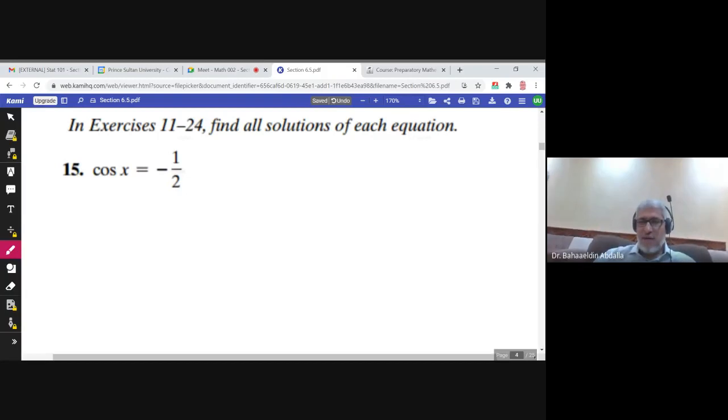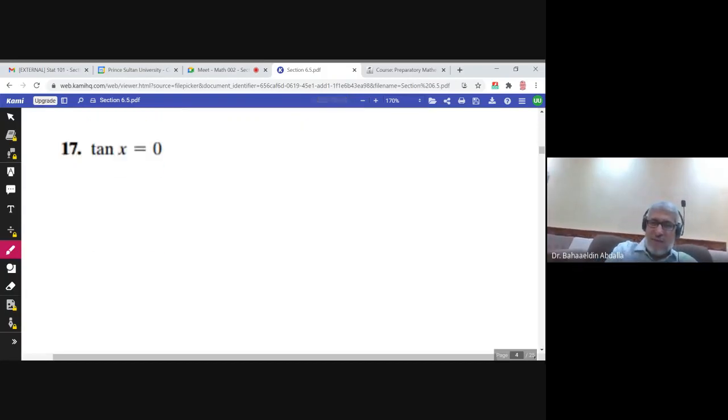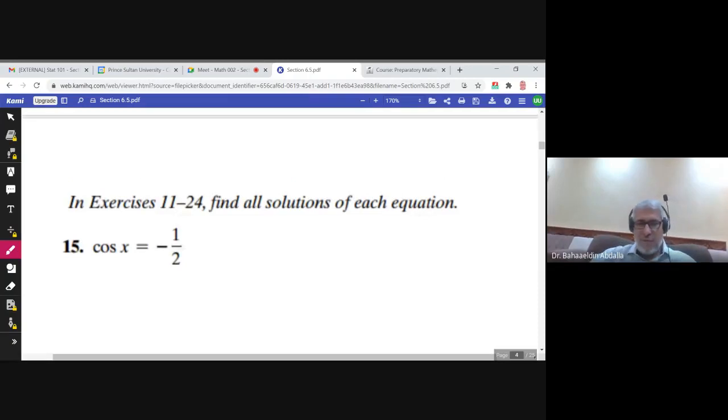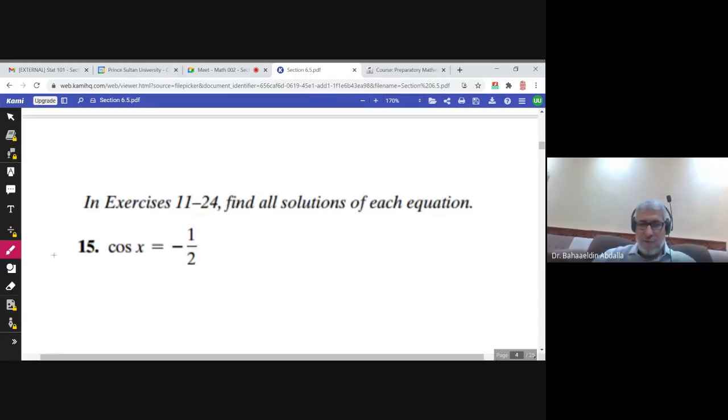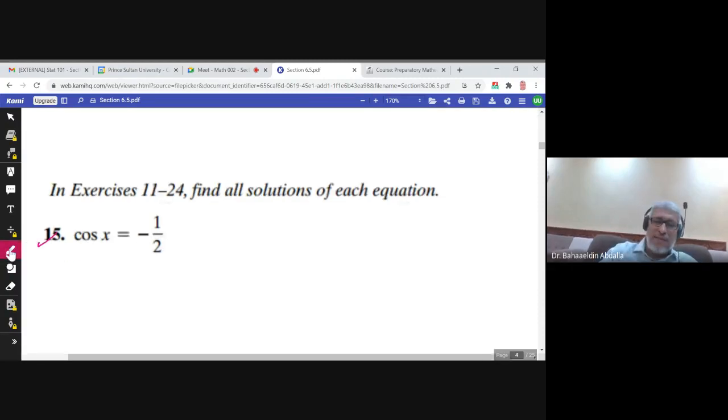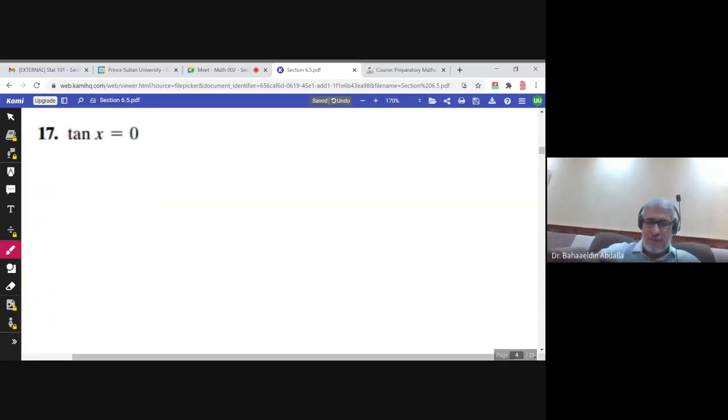Another question: find all solutions of each equation. We have 15, 17, 19, 23. Okay, I'm not going to solve all of them. I will leave this for you, and let me solve number 17. This equation is simplified. It is solved for the trigonometric function: tan x equals 0.